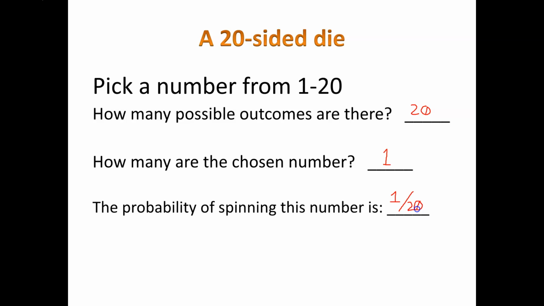And this is a reminder, if the fraction can be simplified, you need to simplify it. So the top number, our numerator, is how many ways there are to win. And our bottom number, the denominator, is how many total possible results there can be.